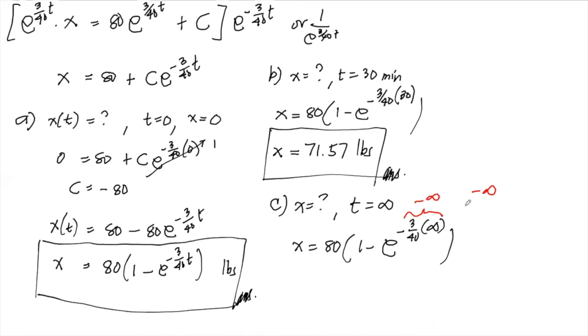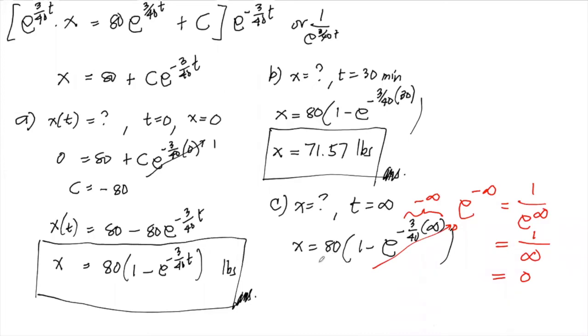And you know that e raised to negative infinity is equal to what? 1 over e raised to infinity. And e raised to infinity is simply infinity. 1 over infinity is 0. Kaya itong part na to will be cancelled or maging 0 siya. So what happens here is 1 minus 0 is 1. So 1 times 80 is 80.